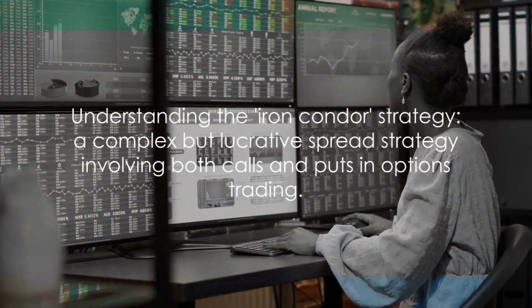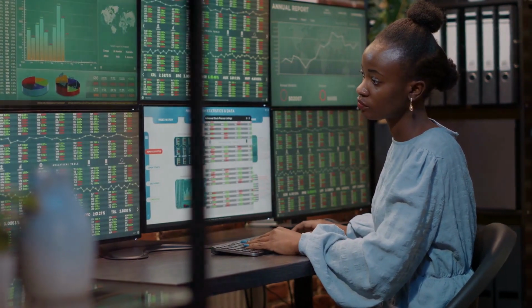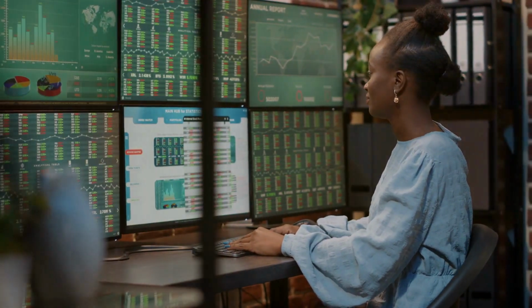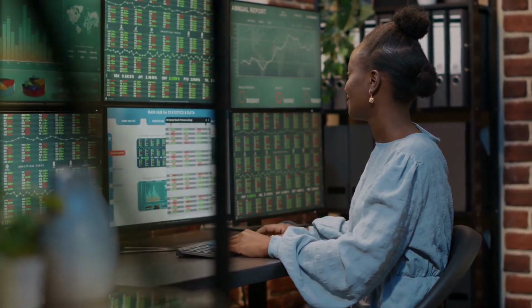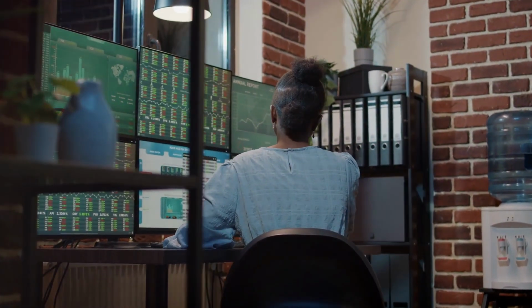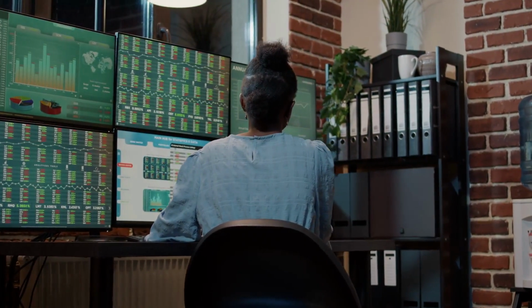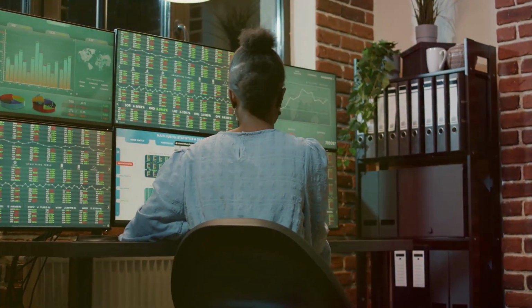The iron condor is another spread strategy that involves both calls and puts. It's a strategy that's a bit more complex but can be quite lucrative for traders who have a good understanding of options. The iron condor strategy is designed for scenarios where you expect the price of an asset to remain within a certain range over a specified period. So, how does it work?